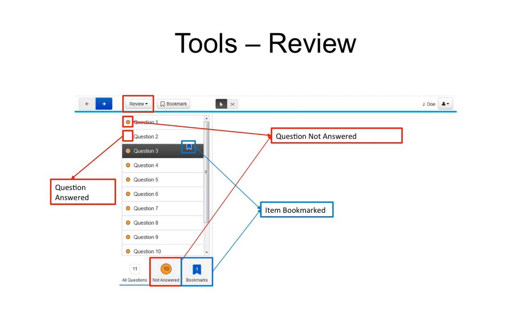Students are able to see which questions have not been answered and which questions they have bookmarked by looking for an orange dot to the left of a question or a blue ribbon to the right of a question, respectively.